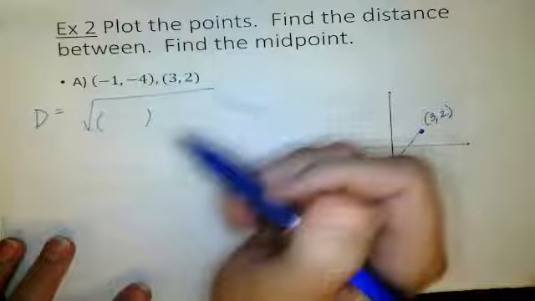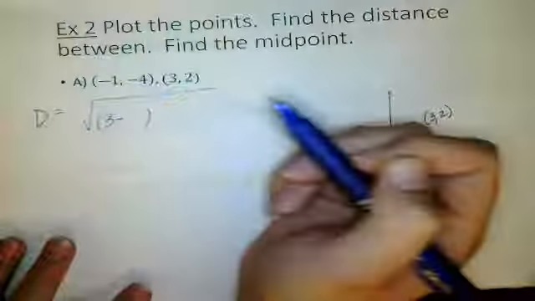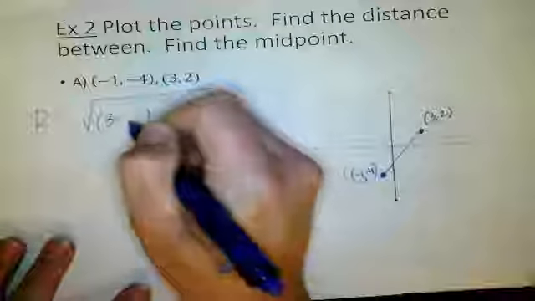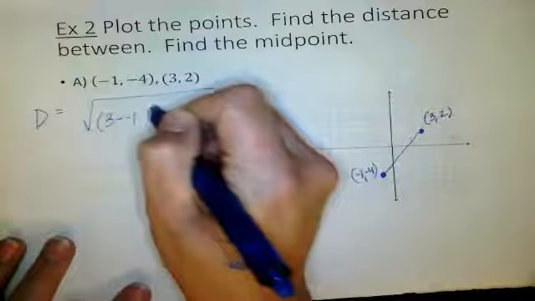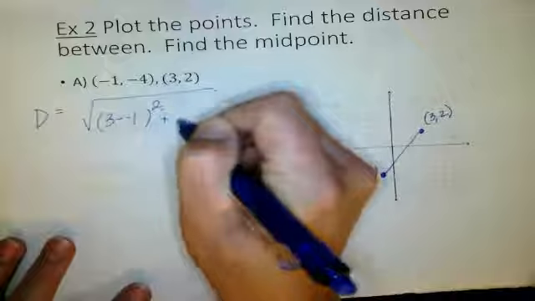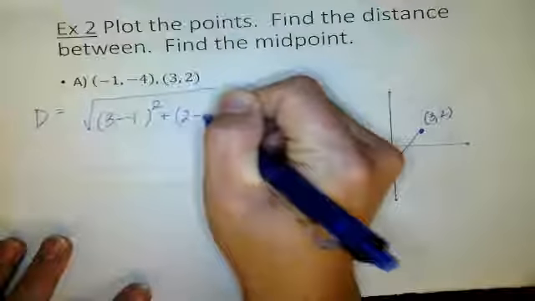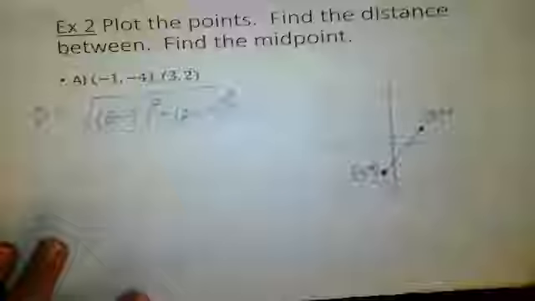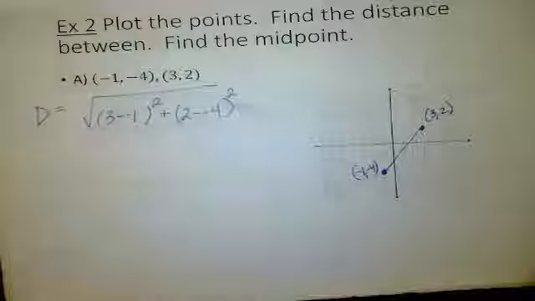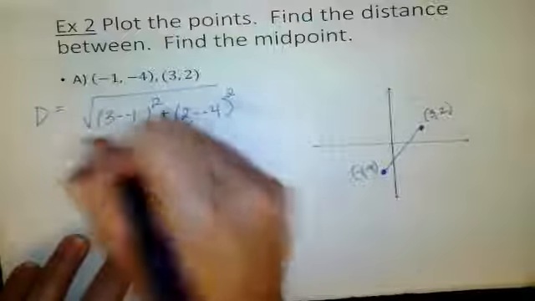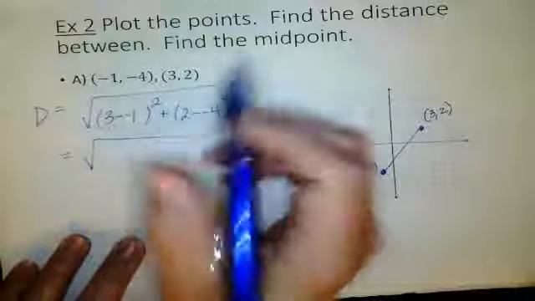Subtract the x's. 3 minus a -1 or +1. Good. Quantity squared plus 2 minus the -4 quantity squared, which of course you know is plus. All right. This is just a formula. Hopefully you saw that a long time ago.